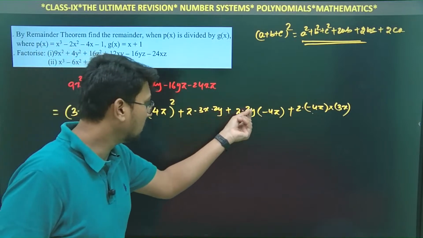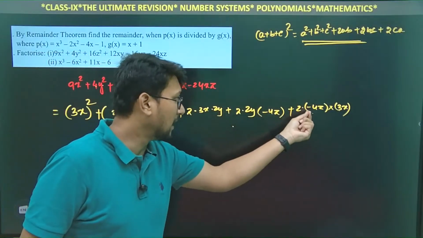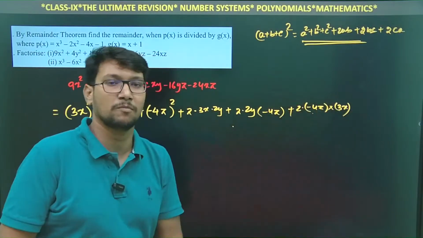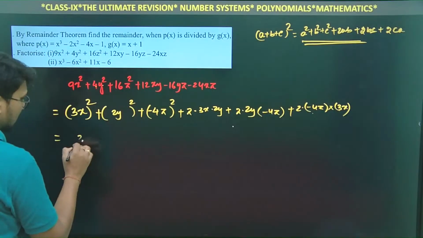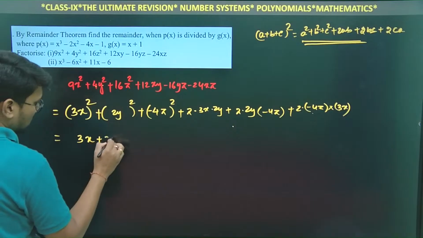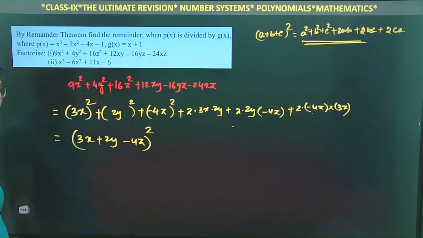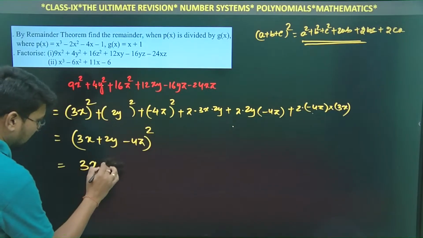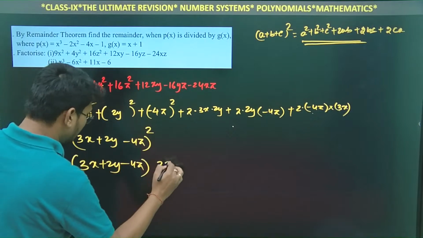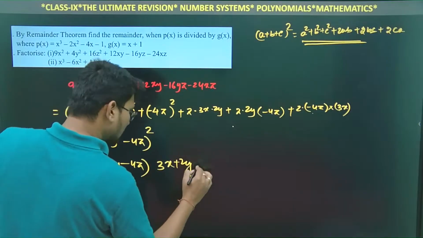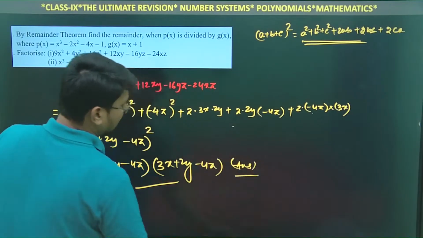12xy. 2 into minus 4, minus 8, 2, 16, minus 16, yz, minus 4 into 2, minus 8 into 3, minus 24, zx or xz, we have written. So therefore, it will be written as 3x plus 2y minus 4z whole square. This is the factorization. And last step, you can write 3x plus 2y minus 4z whole square means 3x plus 2y minus 4z, right? This is the final answer of this question, right?